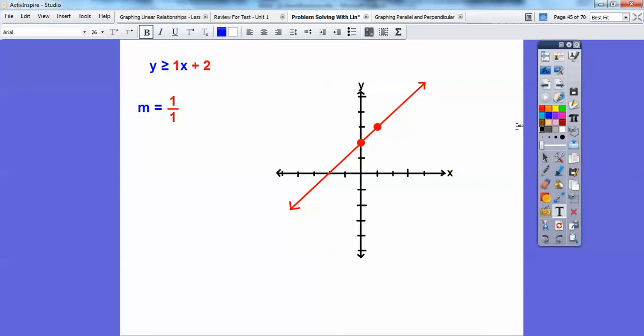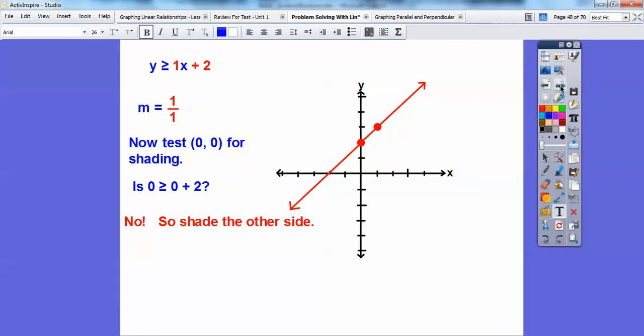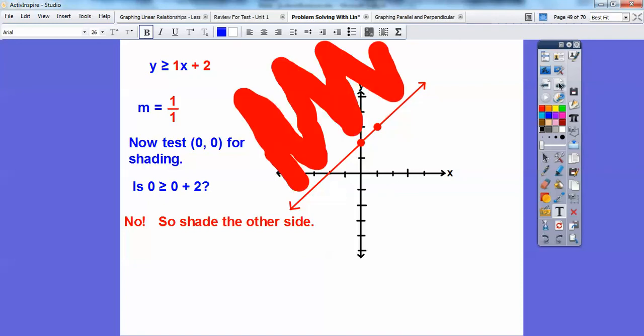Then we shade. We're either going to shade this side or we're going to shade this side. So I'm going to test 0, 0 right there. So now test 0, 0 for the shading part. I just plugged in 0 and 0: is 0 greater than or equal to 2? Is 0 greater than 2? No. So we're not going to shade this side. We're going to shade the other side over here. So there's all the answers that would match that.